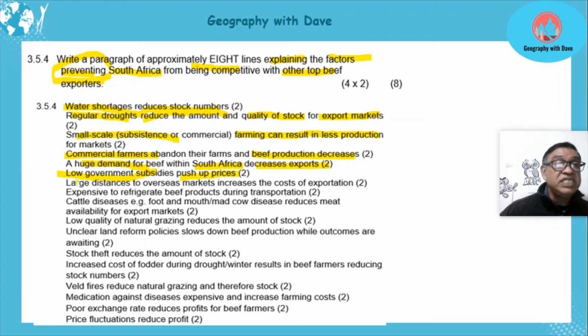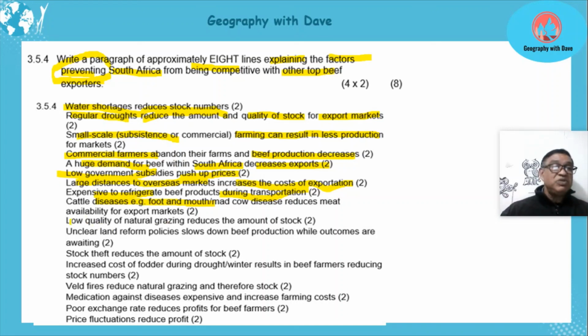Large distance to overseas markets increase costs of exportation. Can you see how we think along the way? You could have read that. So it is expensive to refrigerate beef products during transportation. You pay a lot of money, because these things have to be frozen. Otherwise, it's not going to be nice when it gets there. Cattle diseases, can you see foot and mouth, mad cow disease, reduces meat for exports.